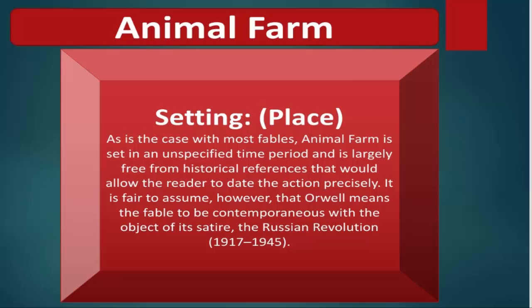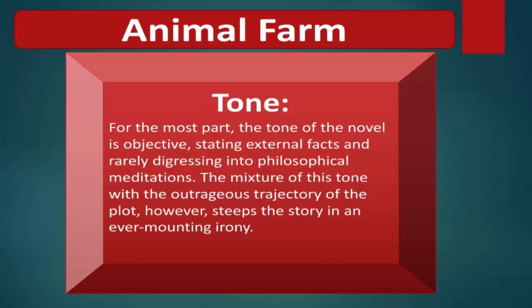It is fair to assume, however, that Orwell means the fable to be contemporaneous with the object of its satire, the Russian Revolution, 1917 to 1945. The tone of Animal Farm, for the most part, is objective, stating external facts and rarely digressing into philosophical meditations. The mixture of this tone with the outrageous trajectory of the plot, however, steeps the story in an over-mounting irony.